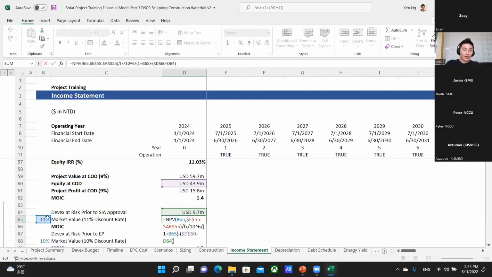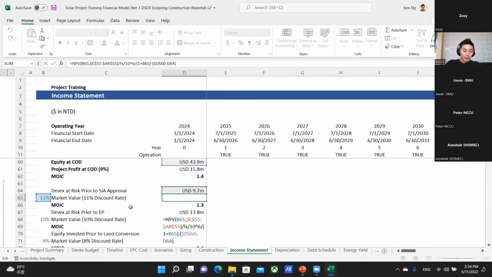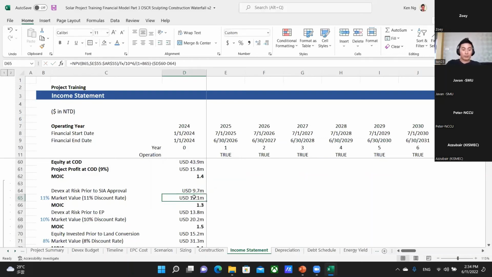So obviously, the higher the discount rate, the lower the valuation is going to be. And then you also need to take into account the remaining equity that needs to be invested. So in this case, we need to invest $43 million to get the project to construction completion. So far, to get to SI approval, we've only spent 9.7. So the incoming buyer would still need to spend the remaining $33 million, the difference, right? So if you look at this, this is the $34 million that they still need to spend. So that's a straight deduction from the valuation.